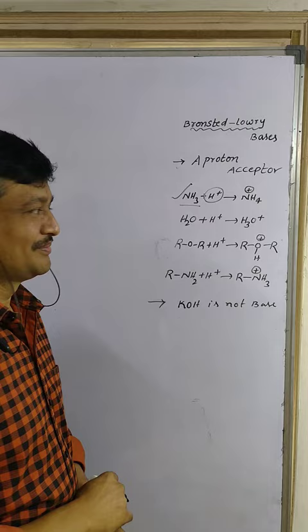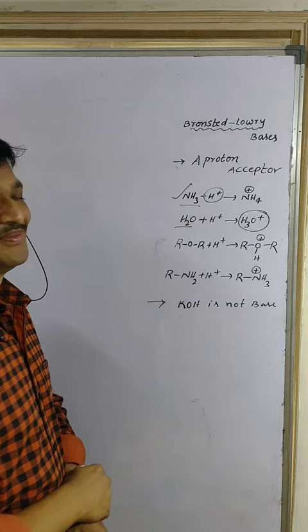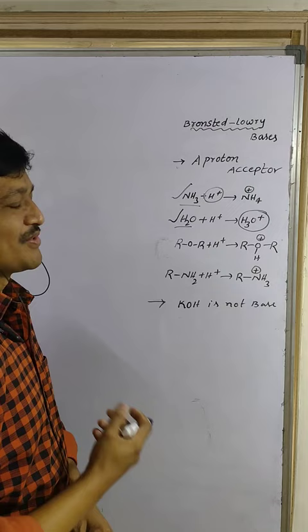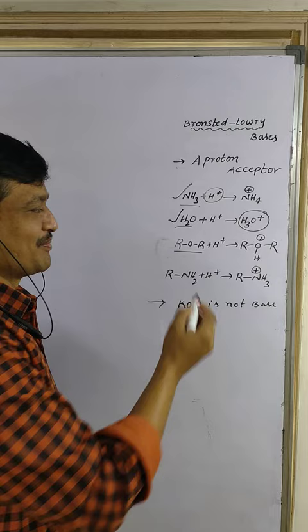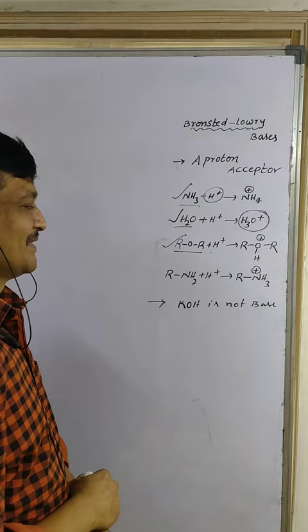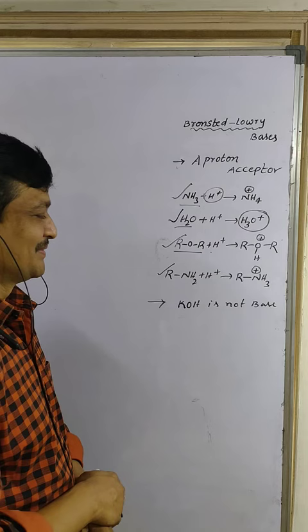H2O accepts the H+ to convert to H3O+. So H2O is also a base according to Brønsted-Lowry. Next, ethers accept the H+ ion, so ethers are also bases. Amines accept the H+ ion. Amines are also bases according to Brønsted-Lowry.